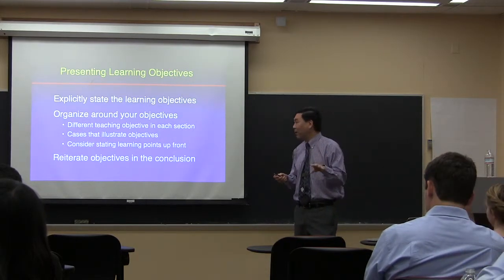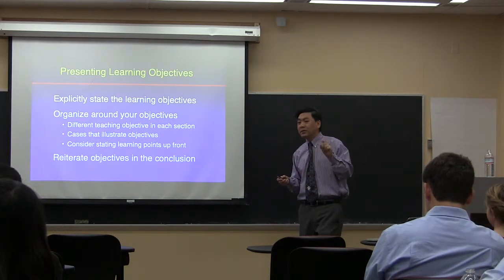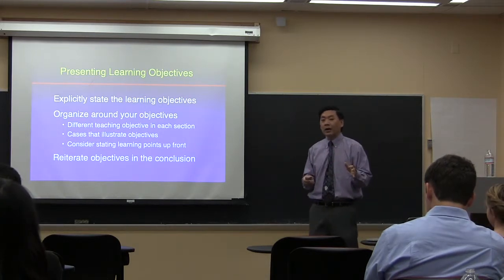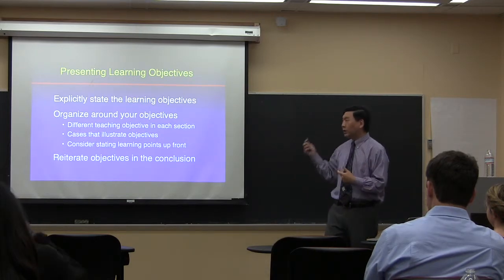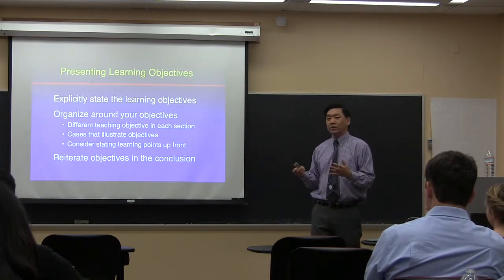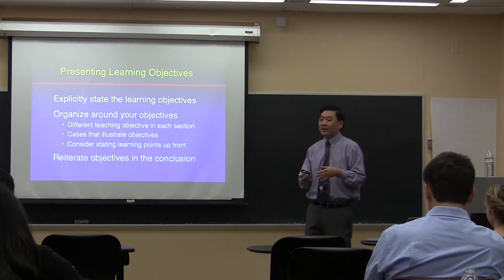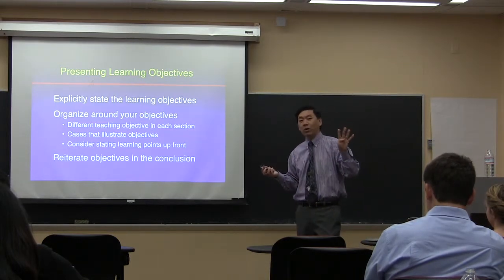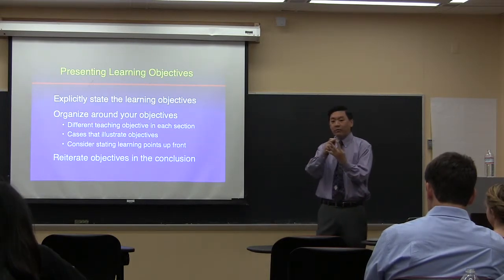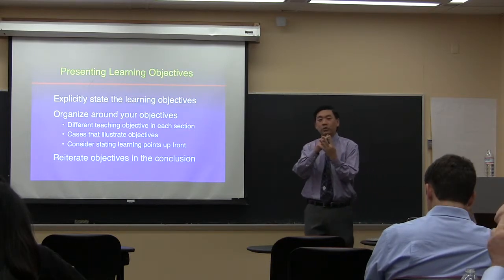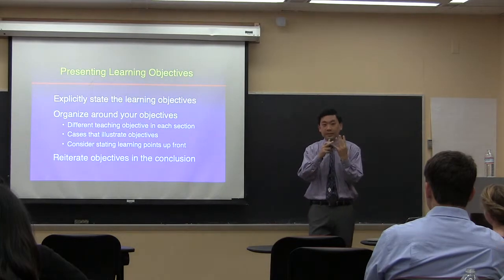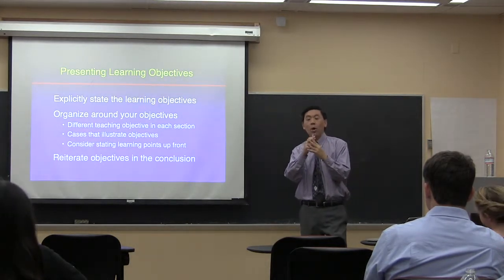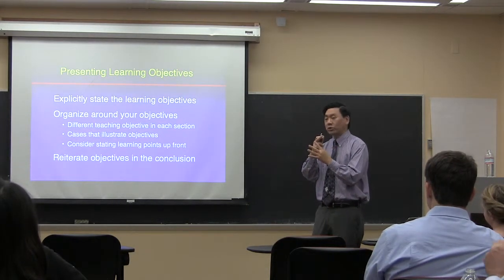I would recommend that you explicitly state the learning objectives. It may sound very boneheaded to do this, but just say, these are my learning objectives, somewhere during the talk. That's helpful. The audience knows this is what I need to remember. You can organize your entire talk around the objectives. If you have, let's say, 4 learning objectives, you might have 4 sections of your talk, each of which illustrates one of these 4 points. You might present 4 clinical cases, each of which illustrates one particular learning objective.